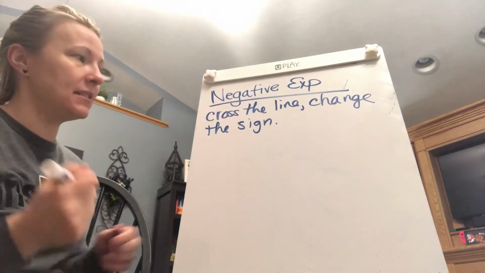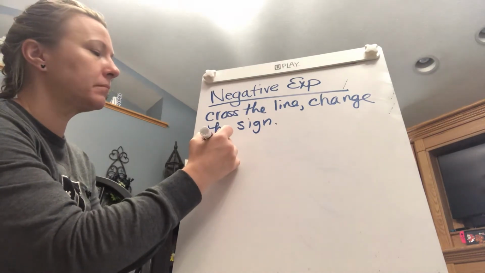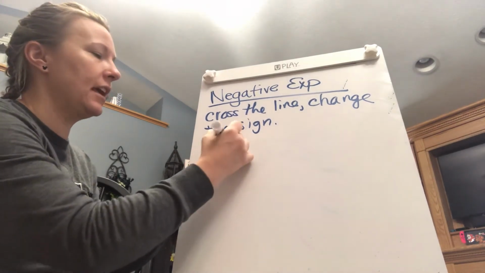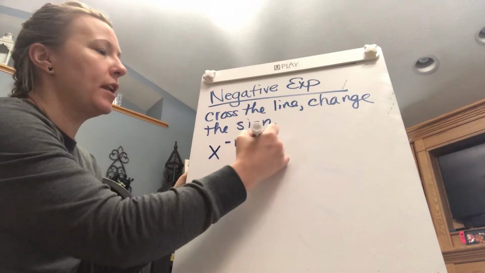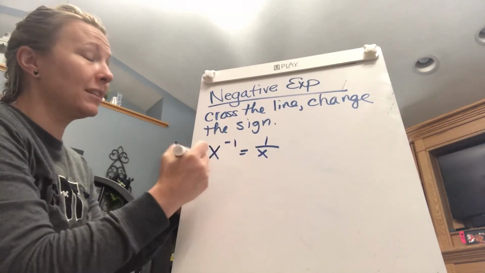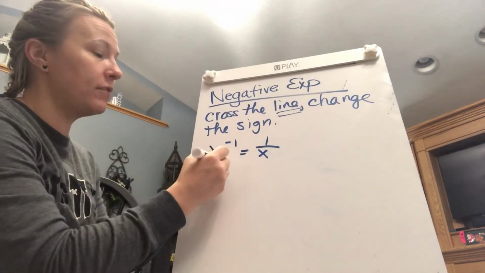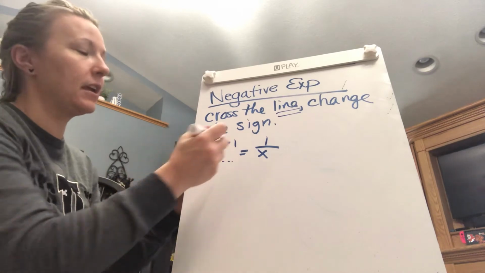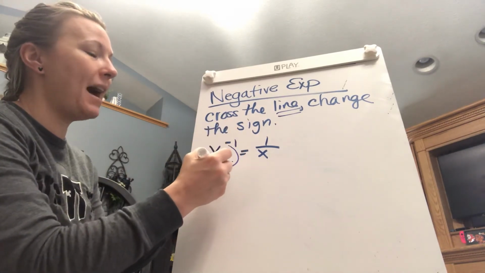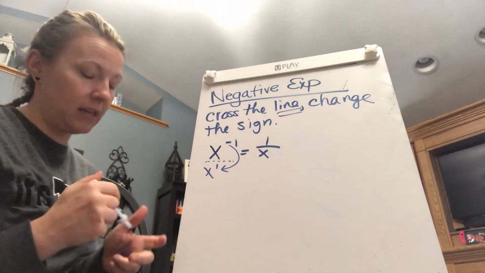So what happens is this: if I have x to the negative 1, that's the same as 1 over x. Because if it's negative up here, then cross the line. When we talk about the line, that's the fraction bar line. And there's always a fraction bar underneath everything. And so when you bring this x to the bottom, then that becomes x to the positive 1. So when you cross the line, change the sign.